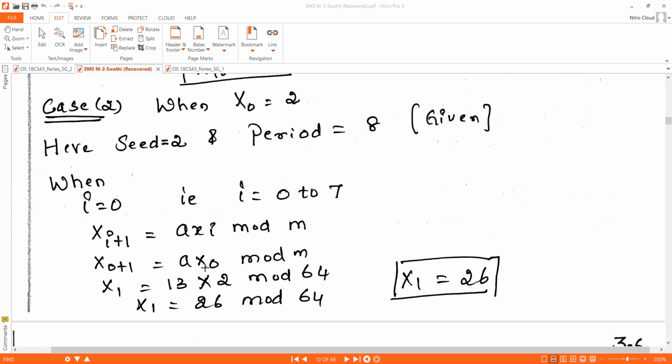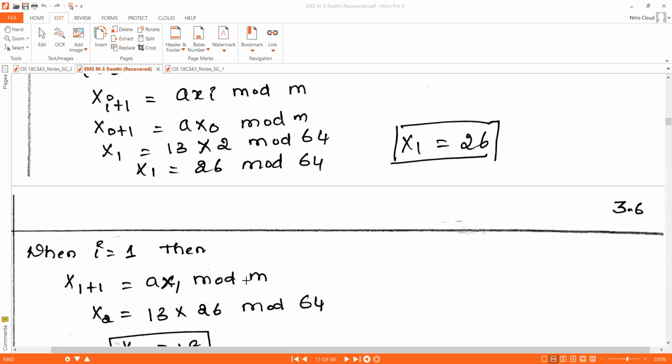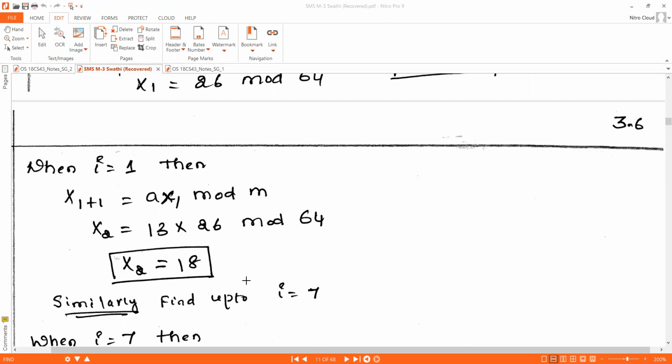So we'll substitute 2 here for x naught. The a value is given in the question as 13, and the m value is also given in the question, that is 64. So 13 into 2 mod 64, we will get 26. The x1 value is 26. Now we need to find the xi value when i equals 1.